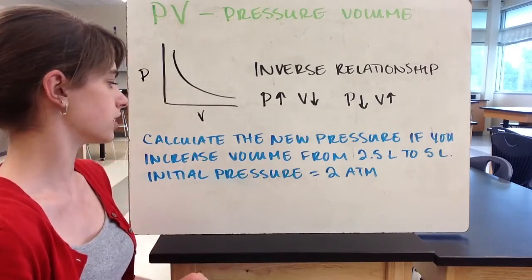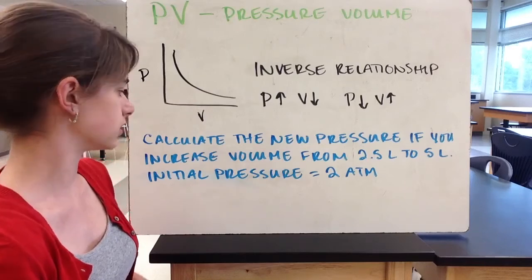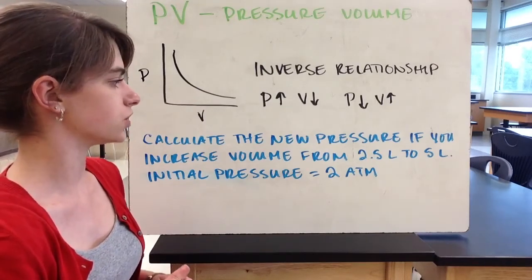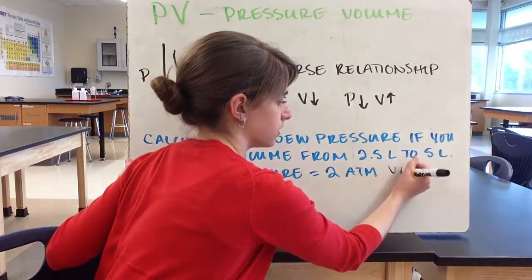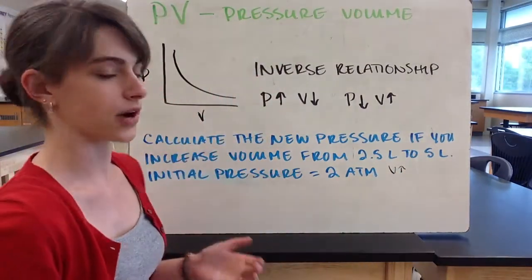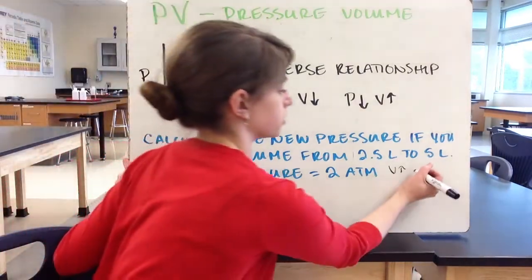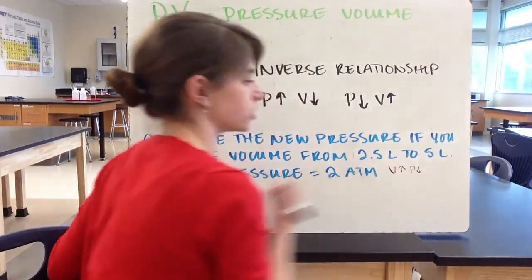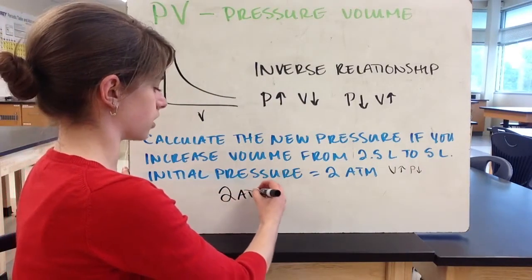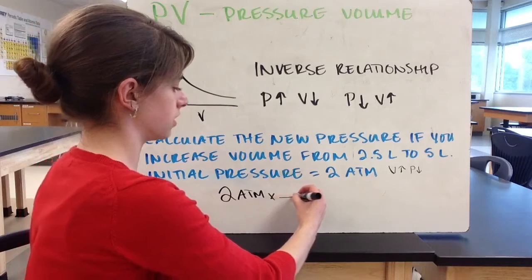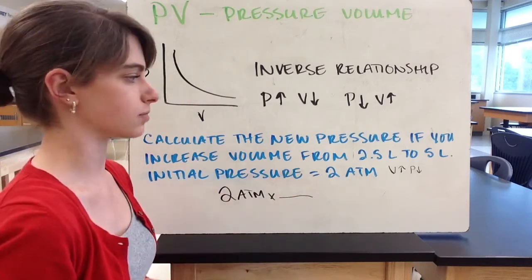So a quick example problem. Calculate the new pressure if you increase volume from 2.5 liters to 5 liters, and your initial pressure is 2 atmospheres. So if our volume goes up, what do we expect our pressure to do? You should be saying we would expect our pressure to do the opposite. Our pressure should go down. So if we start with our initial pressure, our 2 atmospheres, we need to multiply it by some ratio that's going to make that number go down or get smaller.